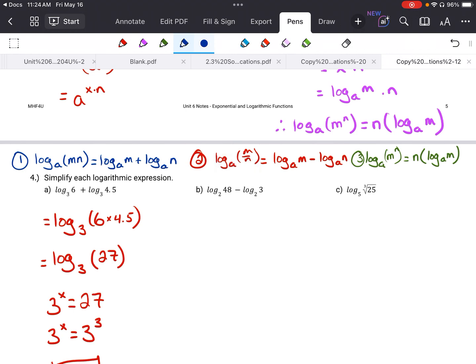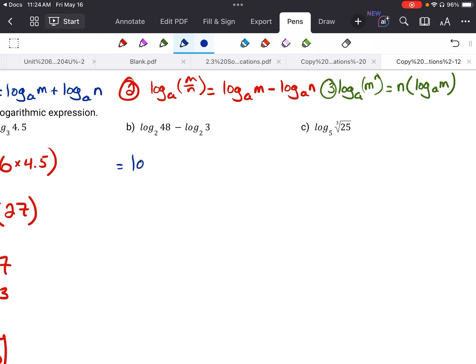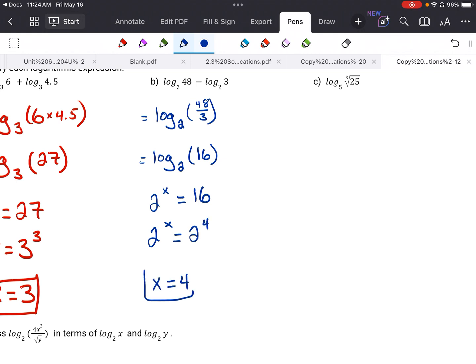Okay, B, this is a subtraction one, so we know we're working with law number 2. So this is log base 2 of 48 divided by 3. So log base 2 of 16, which is the inverse of 2 to the power x equals 16. And we know that 16 is the same as 2 to the power 4. Therefore, x equals 4.